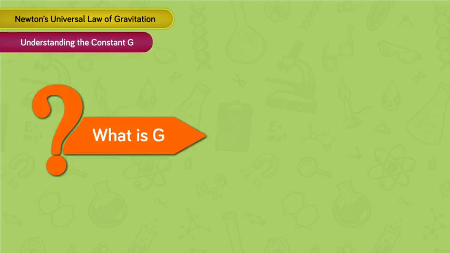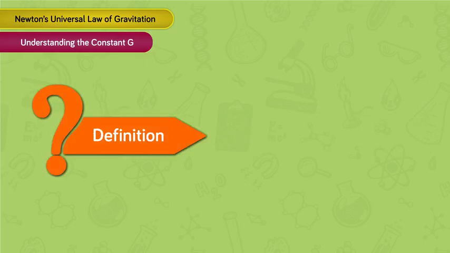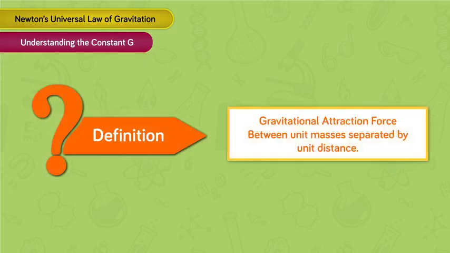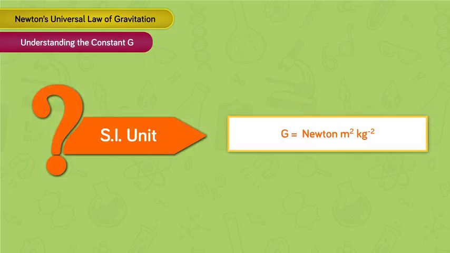Let's learn in detail about the constant G. G in equation 1 is the universal gravitational constant. Number 1. How to define G? The value of G is the gravitational attraction force acting between two unit masses kept at a unit distance from each other. Number 2. The SI unit of G, the universal gravitational constant, is Newton meter raised to 2 kilogram raised to minus 2.